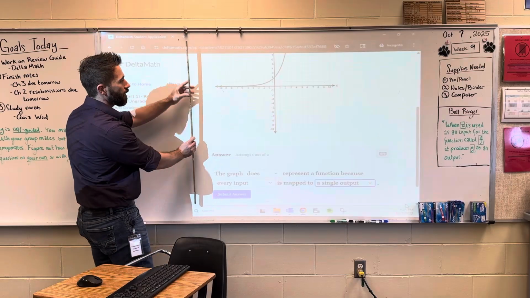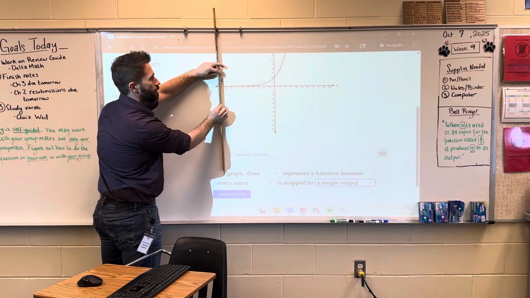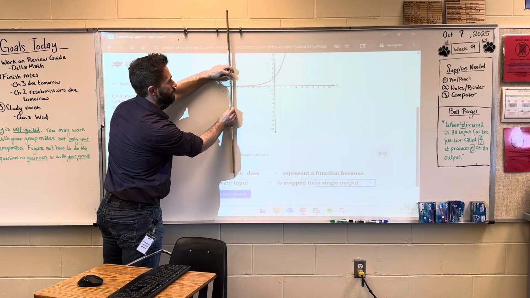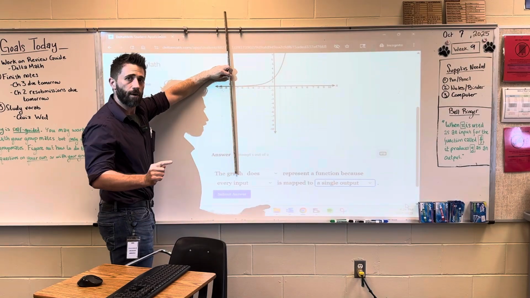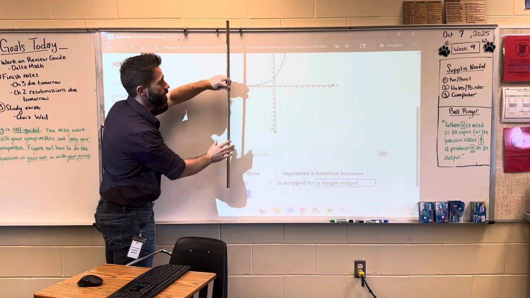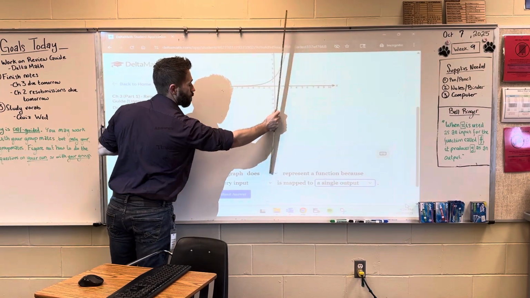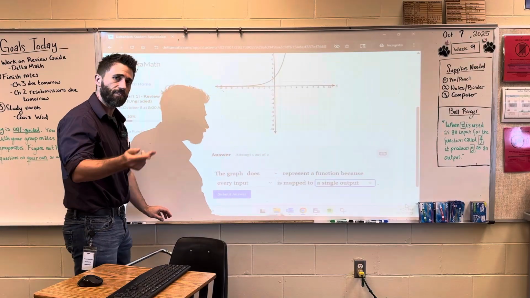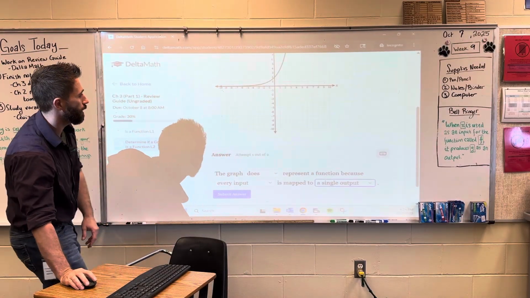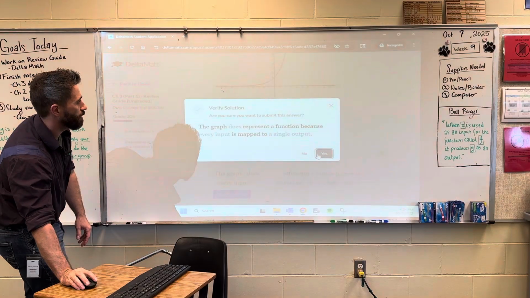As we drag it across, this is our input. Input of -10, input of -9, input of -8. It only touches one part of the graph. The graph is the output. So every time I map it, it only touches one spot. It only touches one output. If it touches more than one, it touches multiple outputs. Let's see if we can't get another one here in a minute.